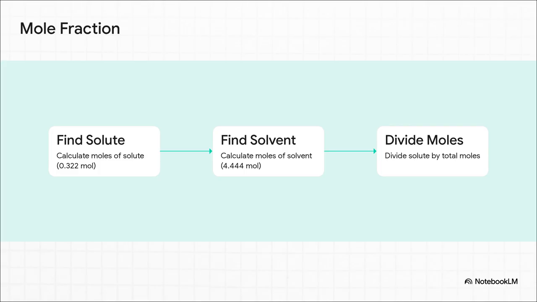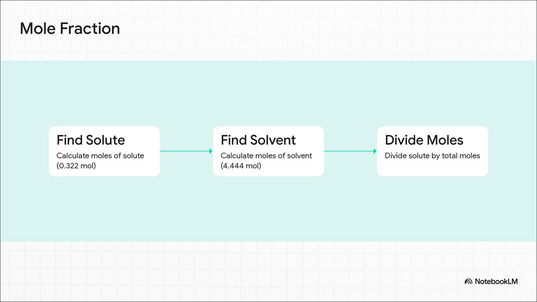Let's say we're given 0.322 moles of ethylene glycol. Step 2, find the moles of your solvent, water. We'll say we have 4.444 moles. Step 3 is where the formula comes to life. You just divide the moles of your target component by the total sum of all the moles in the solution.